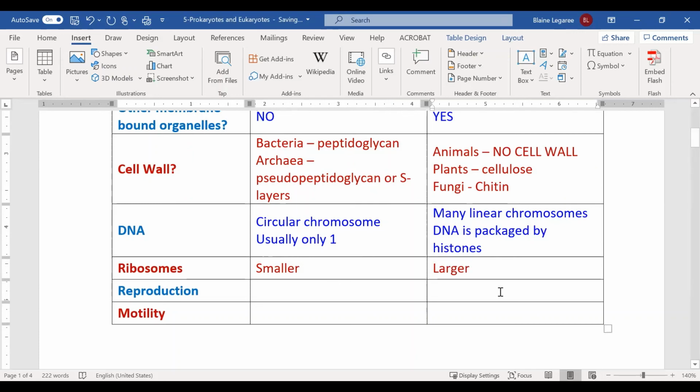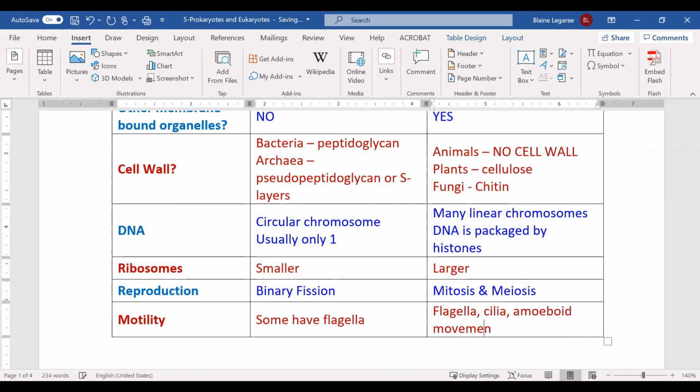You probably know what reproduction looks like in eukaryotes. We have mitosis and meiosis. Whereas in bacteria and archaea, we have something called binary fission. Okay, and lastly, motility. Some bacteria and archaea have flagella. And in eukaryotes, we have flagella, something called cilia. Some amoebas have amoeboid movement, and a few other things. So there's a bit more variety in terms of how eukaryotic cells get around.